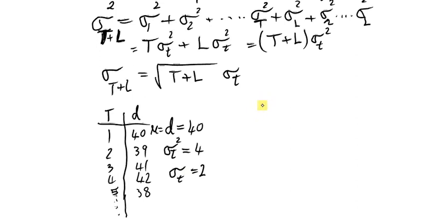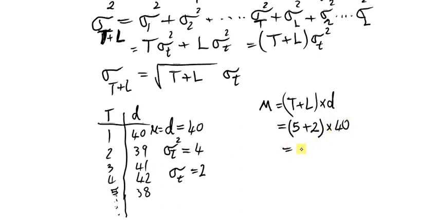Okay, so the maximum replenishment level without safety stock must last T plus L days multiplied by demand per unit of time. That means that if the time interval is 5 days and the lead time is 2, and demand per day is 40, therefore the maximum replenishment level that will last all of these days is 280 units.